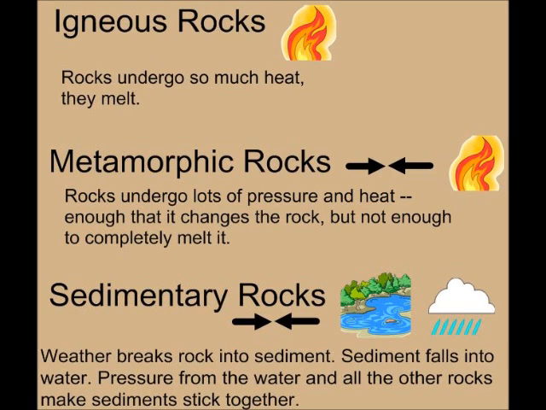The first is igneous rocks, which are rocks that underwent so much heat that they actually melted and turned into a magma, and then they had to cool and turn into an igneous rock. Metamorphic rocks underwent an enormous amount of pressure and heat, enough that it changes the rock, but not so much to completely melt it. The third form of rock is a sedimentary rock, which undergoes a small amount of pressure, and it usually involves water. Either it's buried at the bottom of a lake, or transported by water, and weathering, which basically breaks a larger rock into smaller sediments.